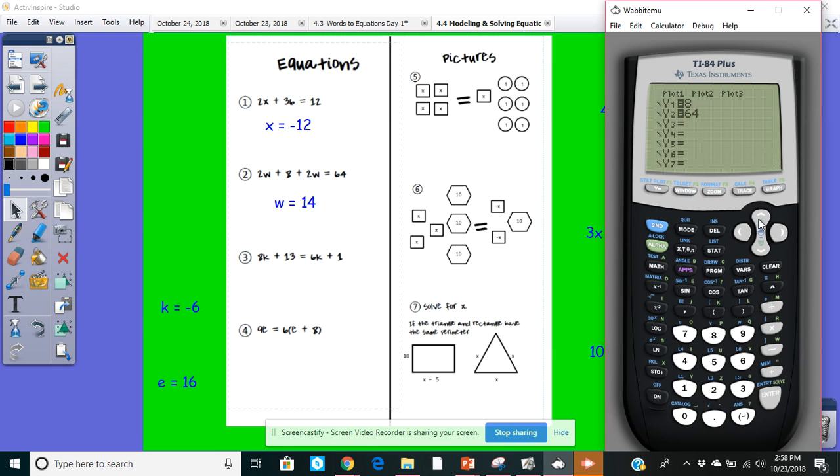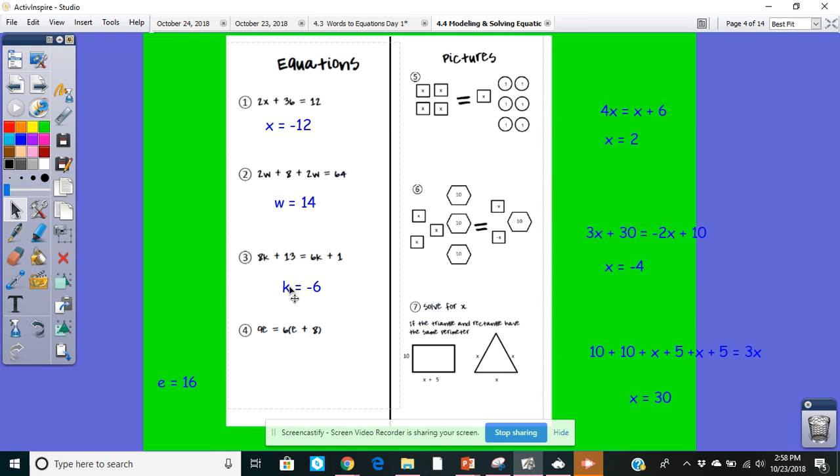So we've got 8x plus 13. And then on the other side, I've got 6k plus 1. So I would do 6x plus 1. Graph it. And then look for the intersection. I get x is negative 6, but we're going to write k equals negative 6.